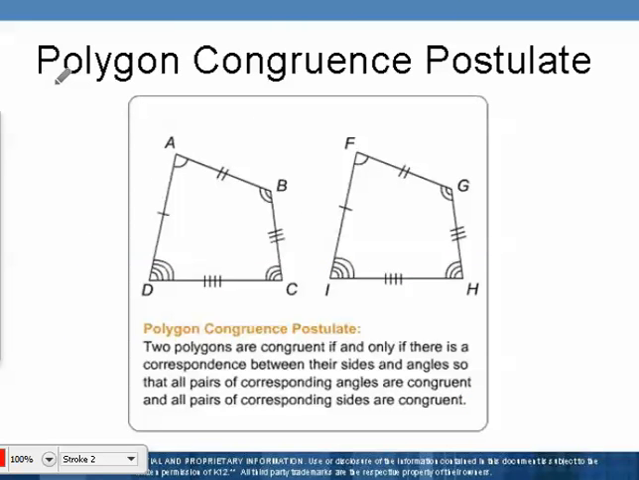So let me just give you the polygon congruence postulate. And remember, it's a postulate, so there's no proof on this one. It just is going to tell you that it does exist. Two polygons are congruent. Notice it says if and only if. That means it's a biconditional. It can work both ways. It is true going forward and backwards, right? So two polygons are congruent if and only if there is a correspondence between their sides and angles, so that all pairs of corresponding angles are congruent, and all pairs of corresponding sides are congruent.